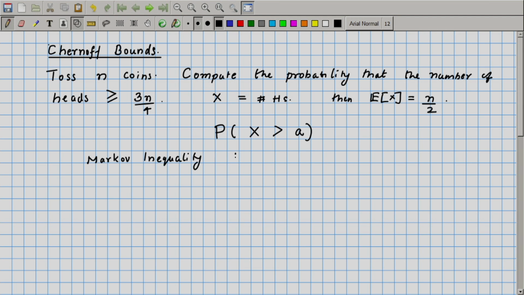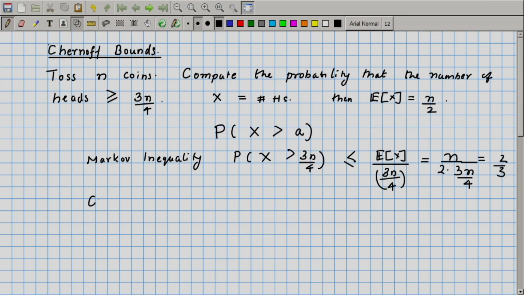If we use Markov inequality, probability that x is greater than 3n by 4 will be less than or equal to expectation of x divided by 3n by 4. So, this is equal to n by 2 into 4 by 3n. So, that is equal to 2 by 3. So, we can just conclude that the probability that the number of heads is significantly greater than n by 2 is going to be less than 2 by 3.